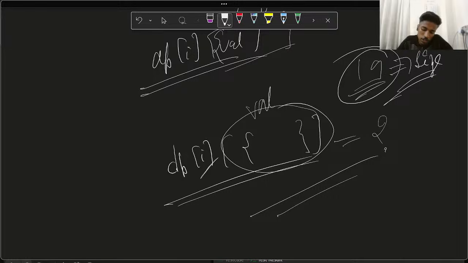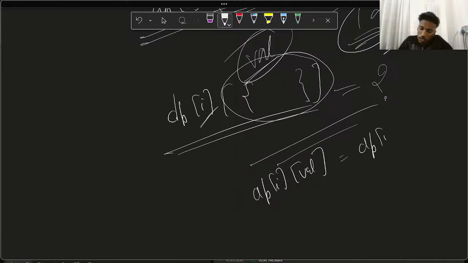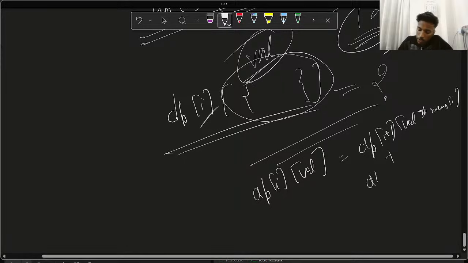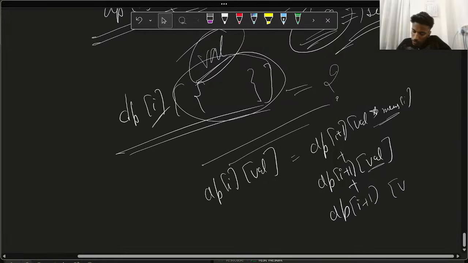This is the val only. So I was doing dp of I comma val. The transition was: dp of I comma val is dp of I plus 1 comma val times nums of I, plus dp of I plus 1 comma val, leaving it as it is, plus dp of I plus 1 comma val divided by nums of I. This was the transition that I am following here.